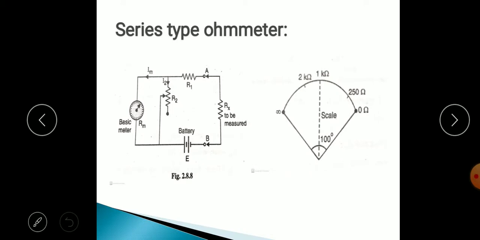At the left hand side infinity is marked and at the right hand side 0 is marked. Thus the span is 0 to infinity. The dial scale of series type ohm meter has 0 on the right side and infinity on the left side. The meter is light in weight, compact and very easy to carry, hence suitable for general service work. It measures the approximate value of resistance.